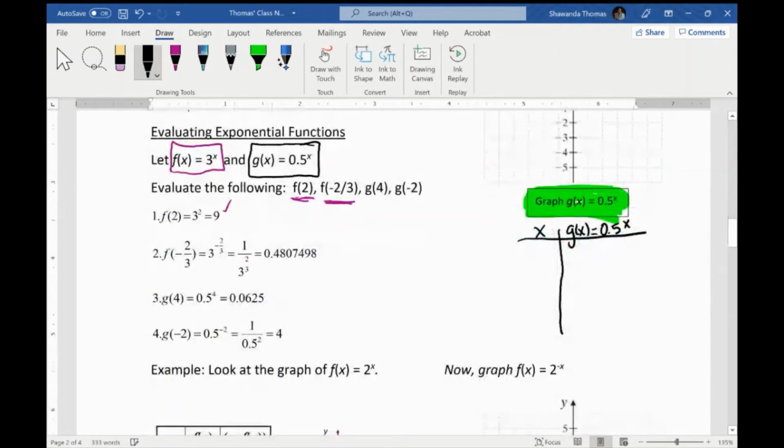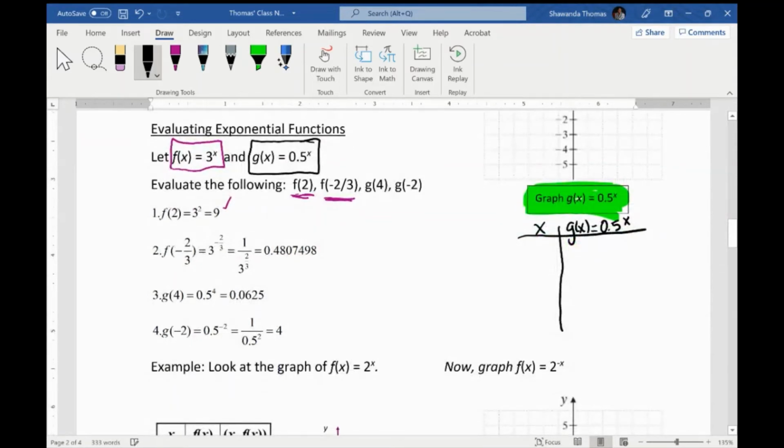Since we already plugged in -2, no, we didn't. Yes, we did. We plugged in -2, and what did we get for -2 when we plugged it in? 4. Right. So let's do -1, 0, 1, 2, 3, 4. We also did 4, which is 0.0625. So what I want you to do is fill out the table.